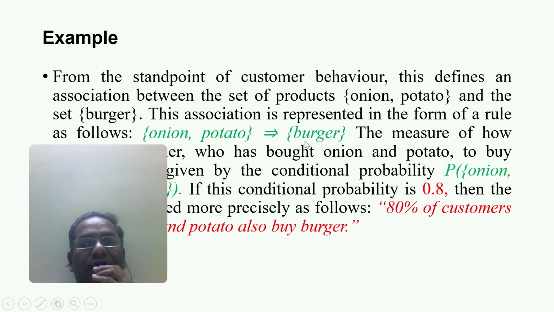Like to create a burger, we need a combination of onion and potato, and the measure of how likely it is that a customer who bought onion and potato will buy a burger. Conditionally, we apply the probability P of burger given onion and potato, which is 0.8. It will be stated as a confidence level of 80% of customers. That is, 80% of customers who buy onion and potato also buy a burger.